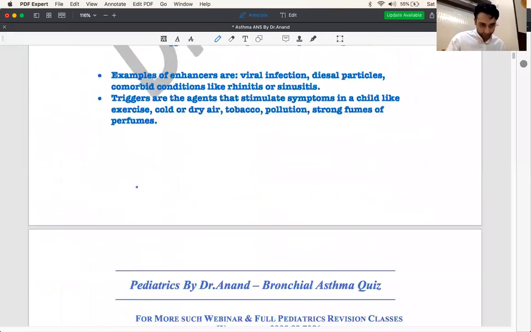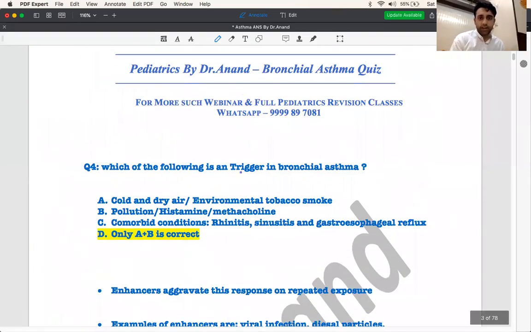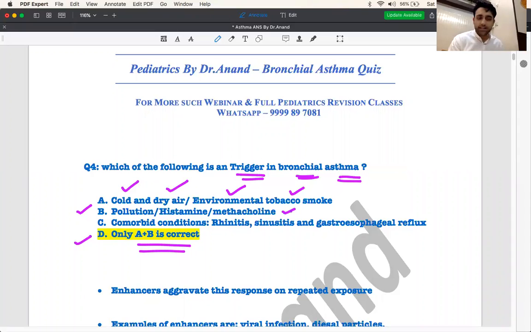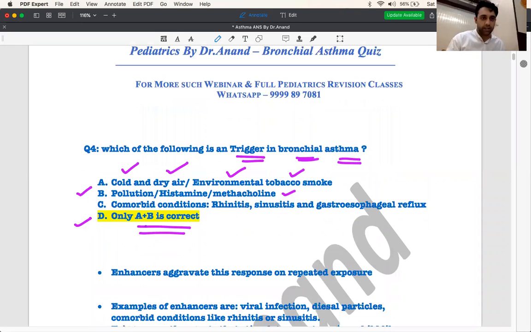Question number 4: which of the following is a trigger in bronchial asthma? I have already told you, in a trigger only A plus B is correct. Cold air, dry air, environmental factors, tobacco smoke, pollution, methacholine, histamine, strong perfumes, all those things are triggering factors. And according to GINA guidelines, a comorbid condition is not a triggering factor. They have said it is more like an enhancer. Very nicely people have written. Very good, Rohan. Perfect. You'll be a very good doctor.